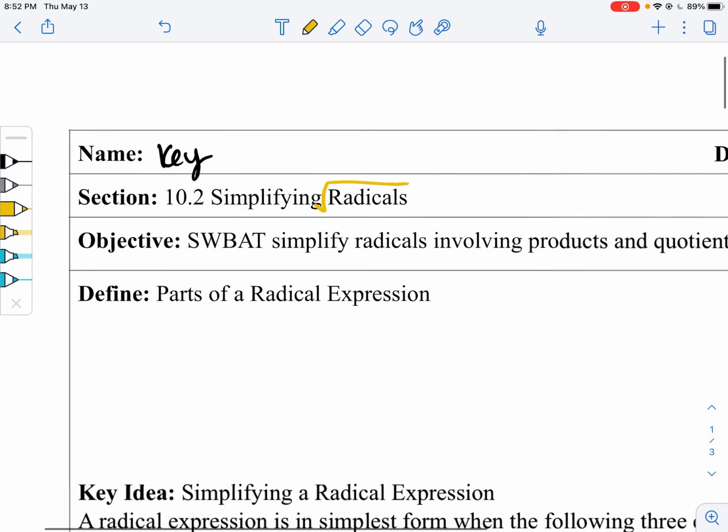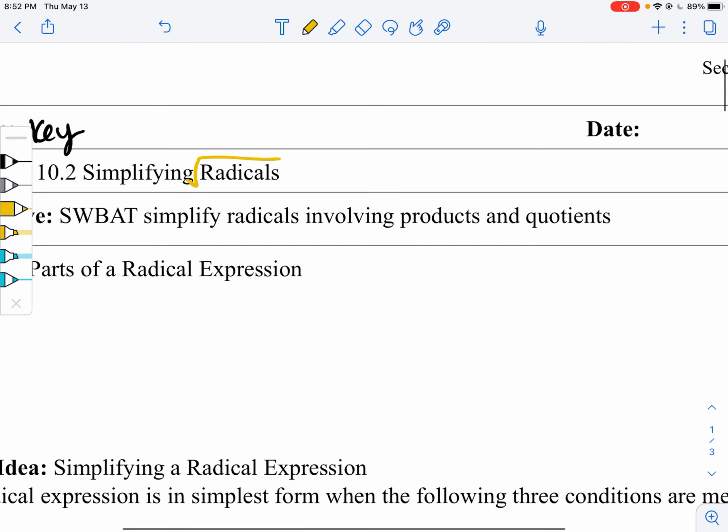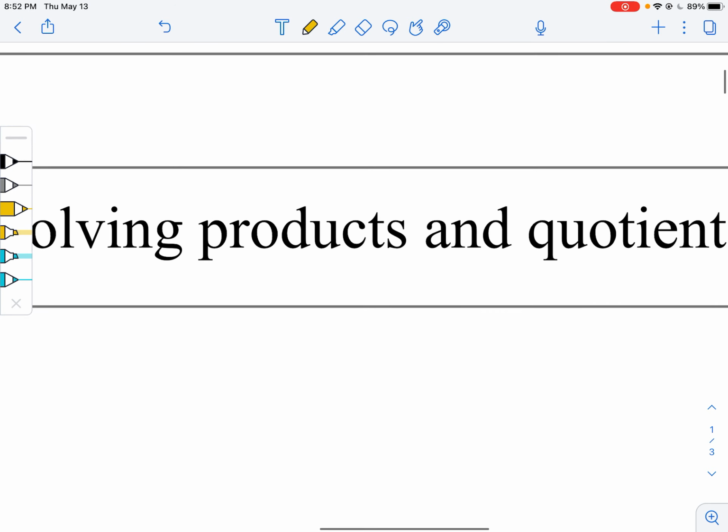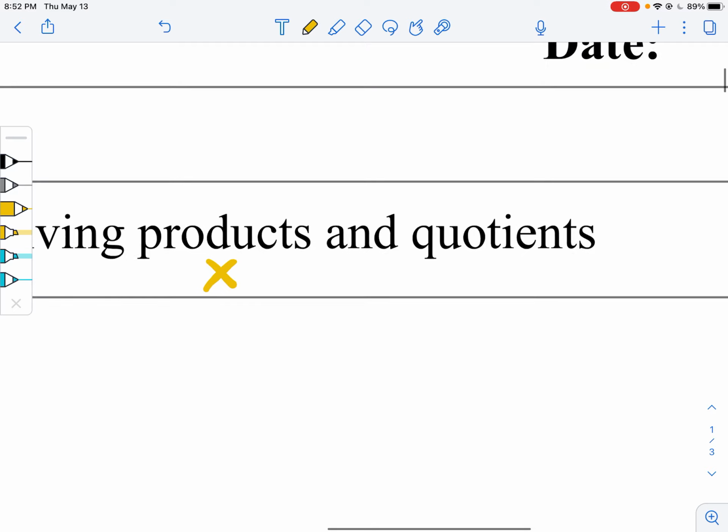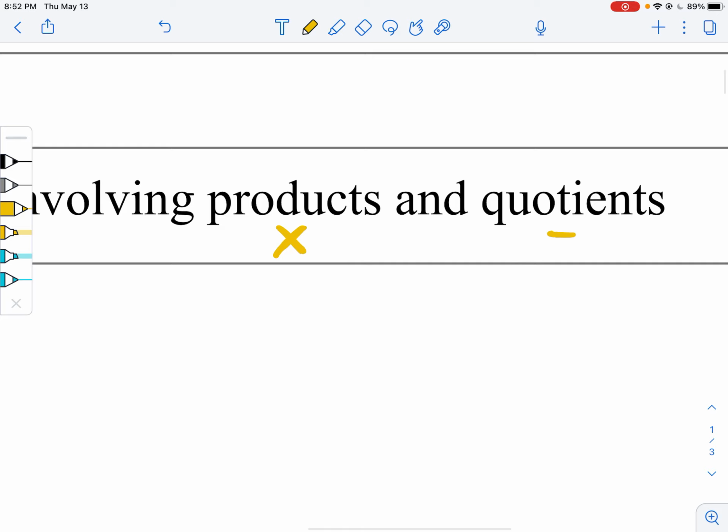By the end of the day, you'll be able to simplify radicals involving products and quotients. Remember, a product is the answer to a multiplication problem, and a quotient is the answer to a division problem.